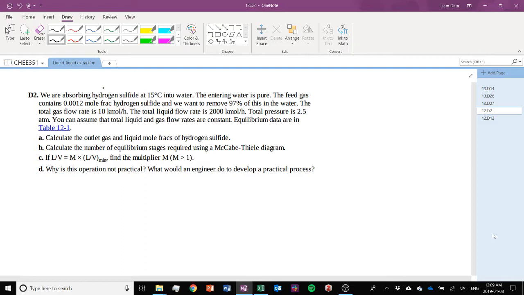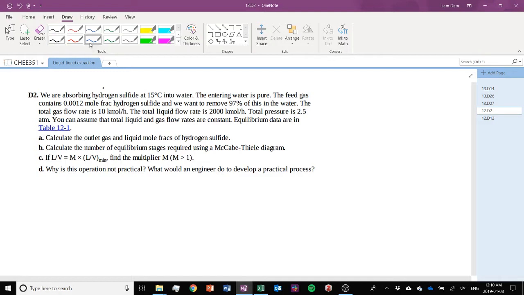So it's a pretty standard McCabe-Thiele problem. And as we can see, we also assume that the total liquid and gas flow rates are constant, and since these concentrations are so low, we can basically assume the streams are dilute, so we don't have to worry about using mole ratios. We can just use mole fractions and we should be fine. So let's just start by drawing out the process.